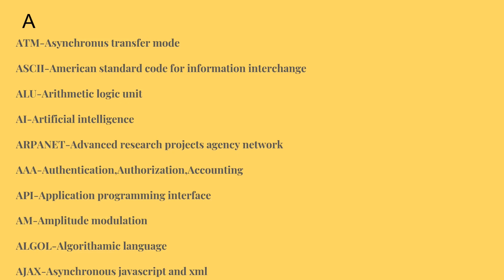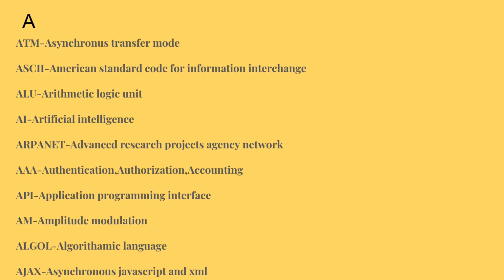First one is ATM. ATM is abbreviated as Asynchronous Transfer Mode. ATM is a telecommunication standard defined by ANSI and ITU for digital transmission. ASCII, American Standard Code for Information Interchange. ASCII is a character encoding standard for electronic communication. Most modern character encoding schemes are based on ASCII.